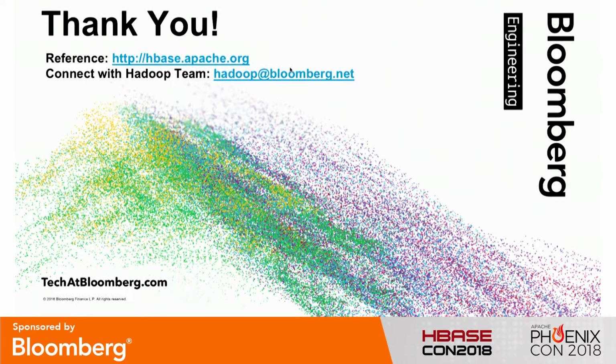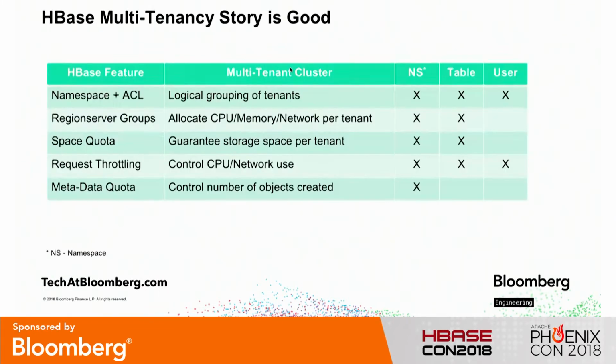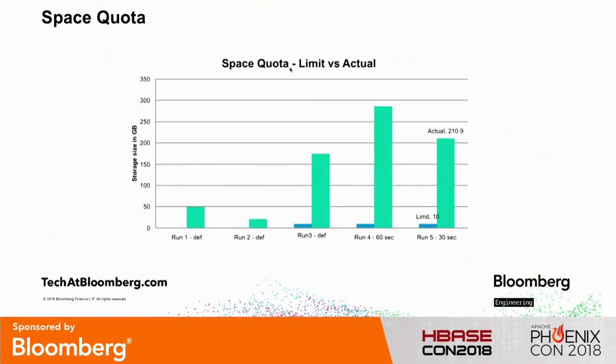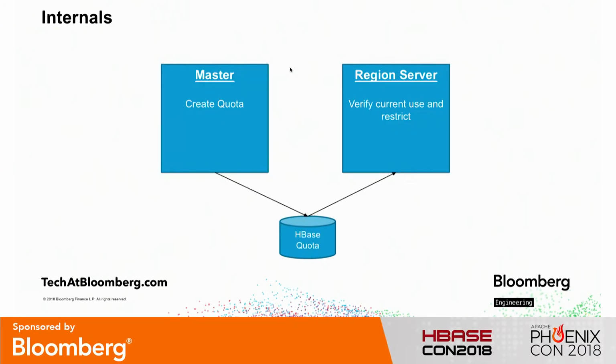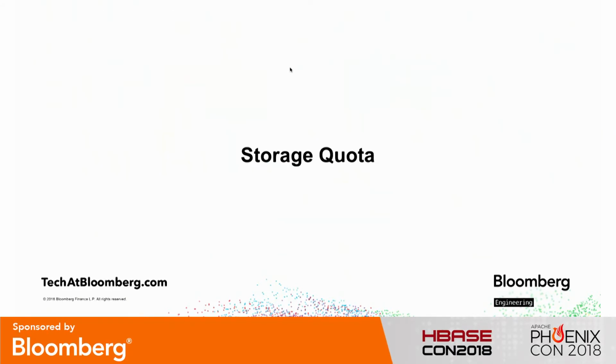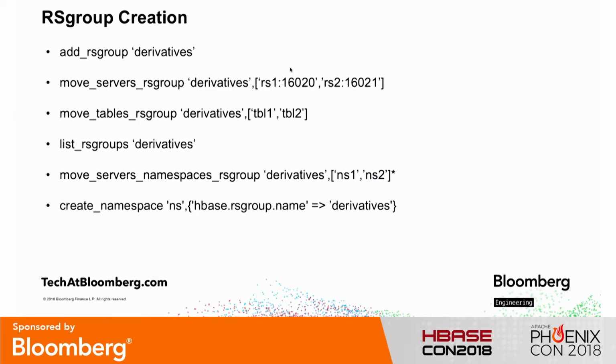So in terms of defining the region server groups, as I said, we have to add a few properties in the site XML and restart the cluster, and then there are commands to say what. So you can see on the top, you create a new region server group, and then you say I want these region servers, RS1 and RS2, to be moved to that region server group.